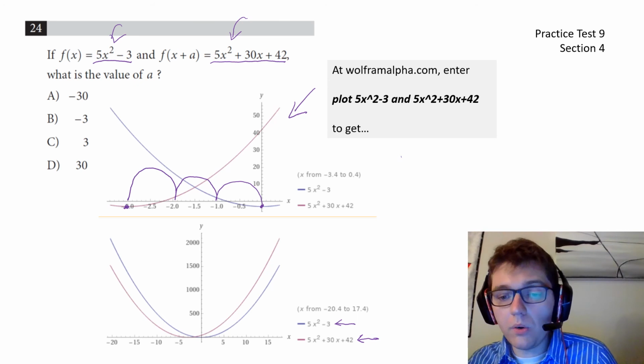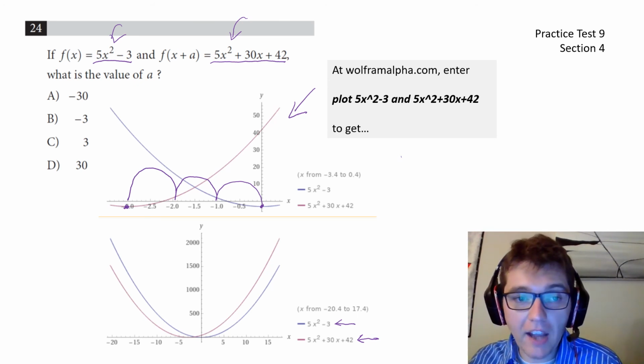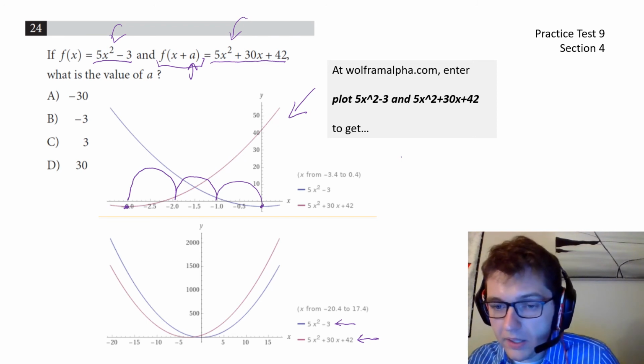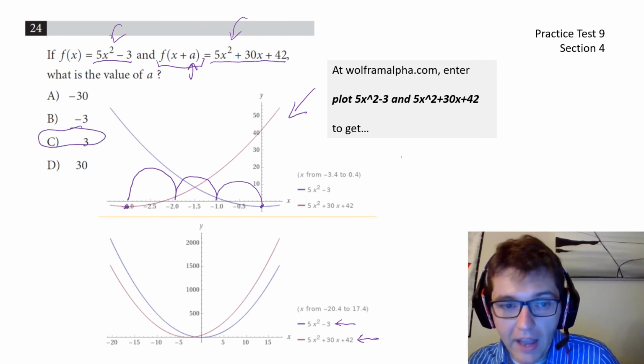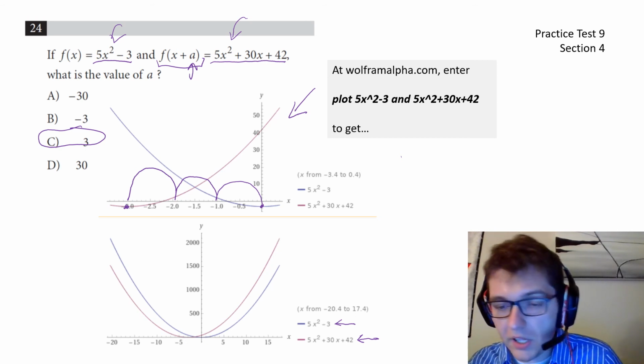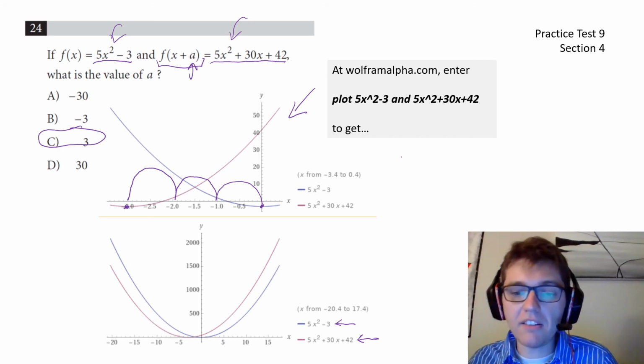So that shows that with this f of x plus a, they're just asking what is a, what is the offset between these two plots, and it's 3, right? The f of x is offset 3 from this f of x plus a. And that's all they're asking for.